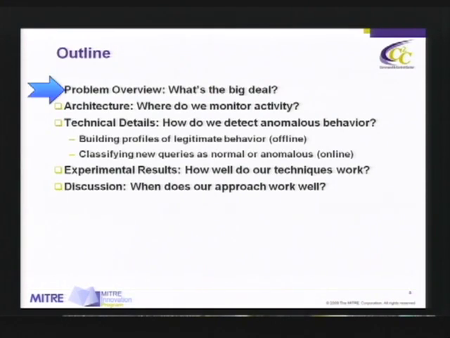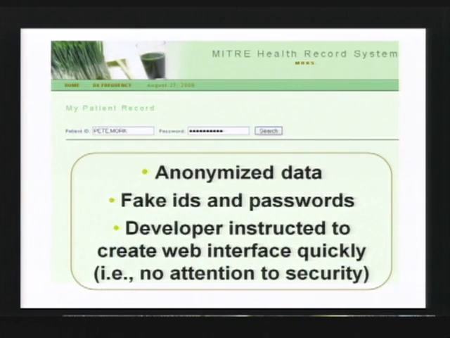So first, what's the big deal? What can adversaries do with these database systems? Who here feels that they could launch a SQL injection attack? Okay, this is not a common topic. Glad I threw some stuff in.